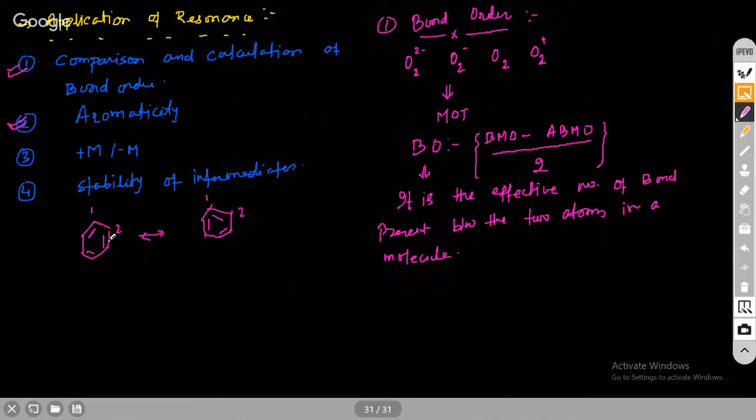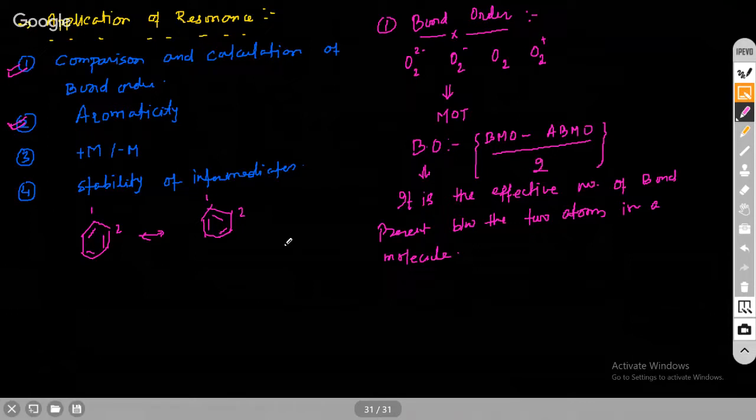So what will be the bond order of this, the C1 and C2 carbon in the benzene molecule? You cannot say 1 or 2, because resonance is possible here. So that's why we are calling it the effective number of bonds. Since resonance is possible here, right? And in any molecule, when resonance is not possible, we usually say it is the number of bonds present between the two atoms in a molecule, right?